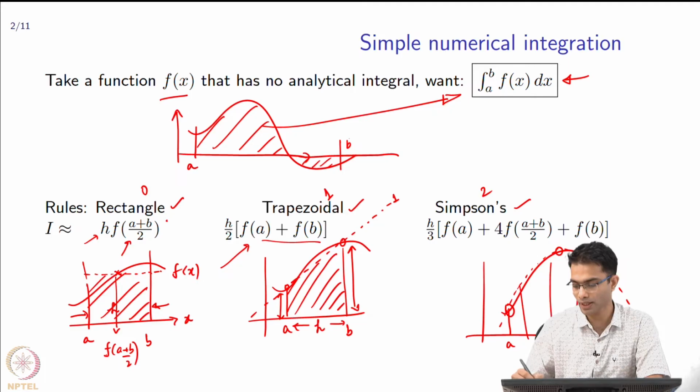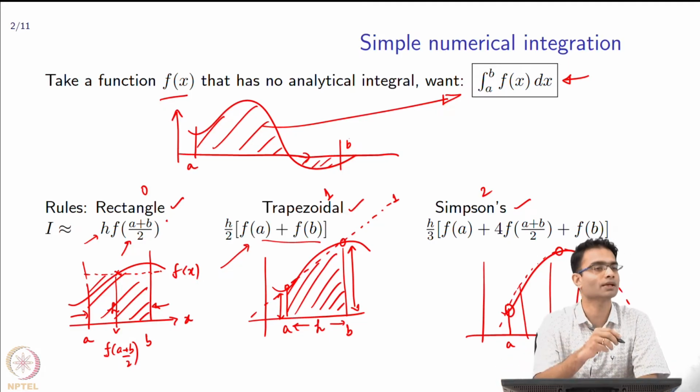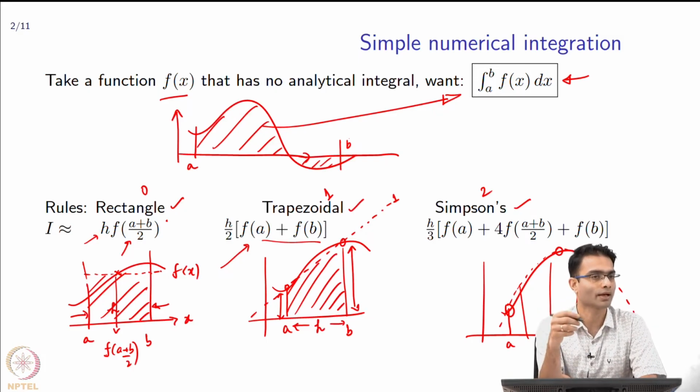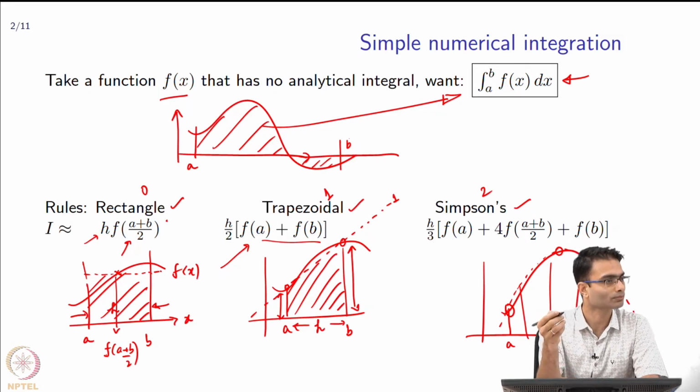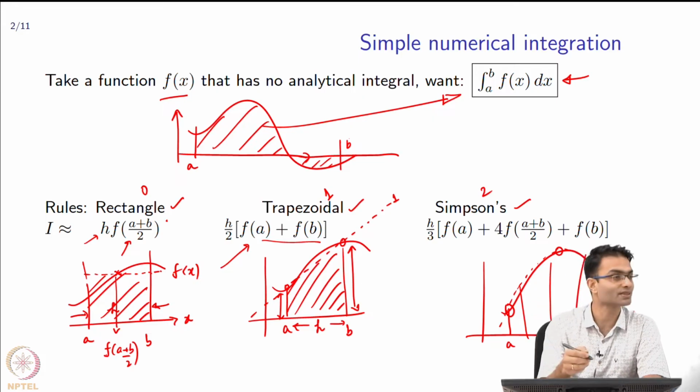And then compute the area. For any polynomial function, the advantage is that what about its integral? I can integrate a polynomial in closed form, right? So doing that gives me all of these rules, right?